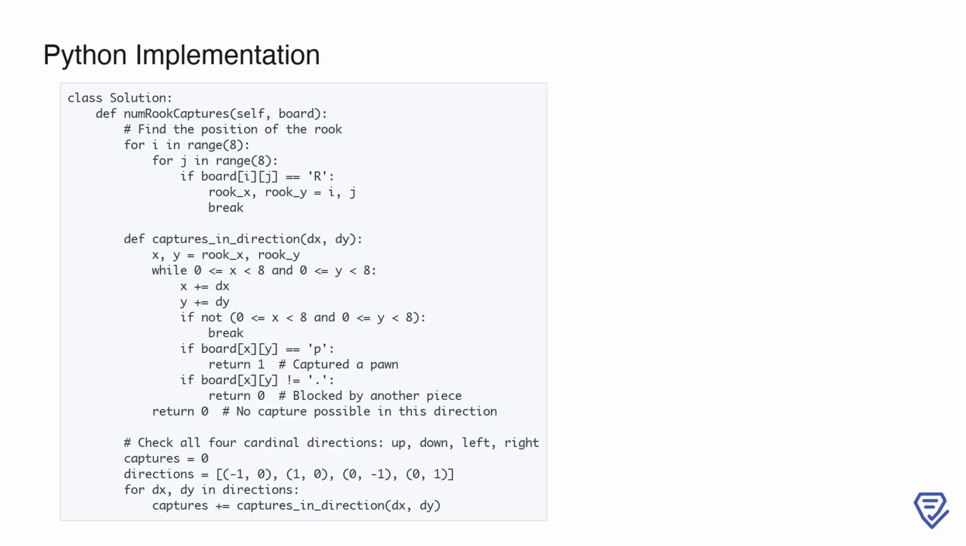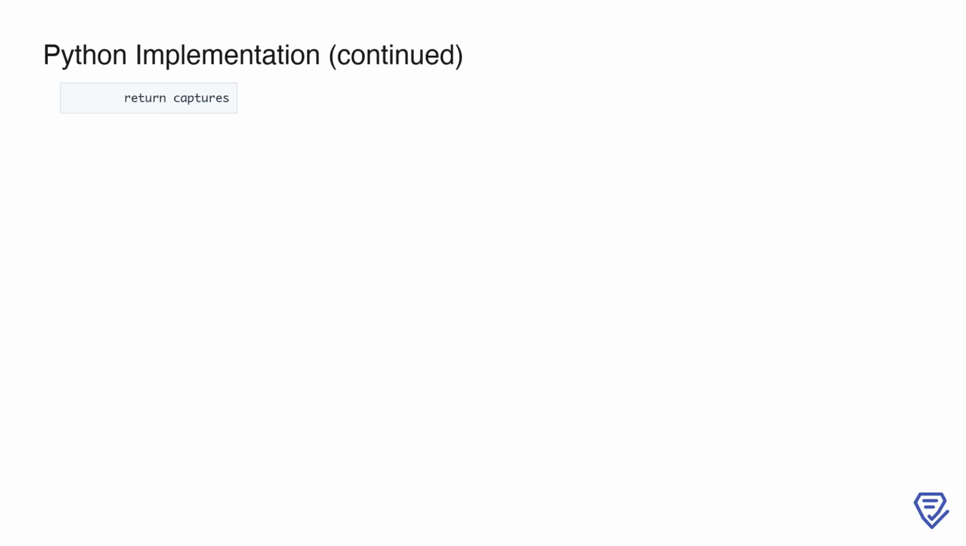Finally, we initialize a variable called captures to 0 and define the 4 cardinal directions, up, down, left, and right. For each direction, we call captures_in_direction and add the result to captures. This way, we accumulate the total number of pawns the rook can capture. The method concludes by returning the value of the captures variable, which represents the total number of pawns the rook is able to capture on the given board. This completes the implementation, and the logic ensures that we systematically check all possible captures in the 4 cardinal directions. With this approach, the solution is efficient and adheres to the constraints of an 8 by 8 chessboard.